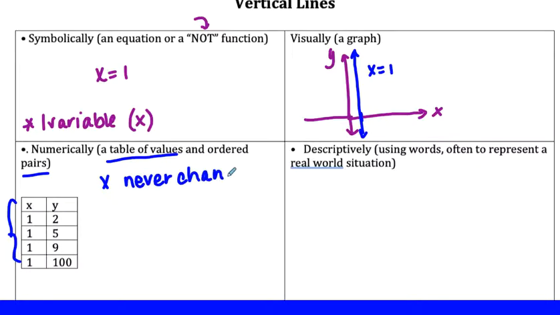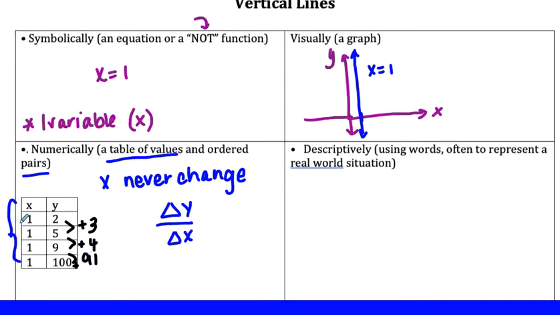Now, if you don't necessarily see it in the ordered pairs, we know that with lines, one of the things that is important about them is their slope. So if we were to calculate their slope, we remember we do change in y over change in x. So in this case, my change in y looks like it's going up 3. This one's going up 4. This one's going up 91.